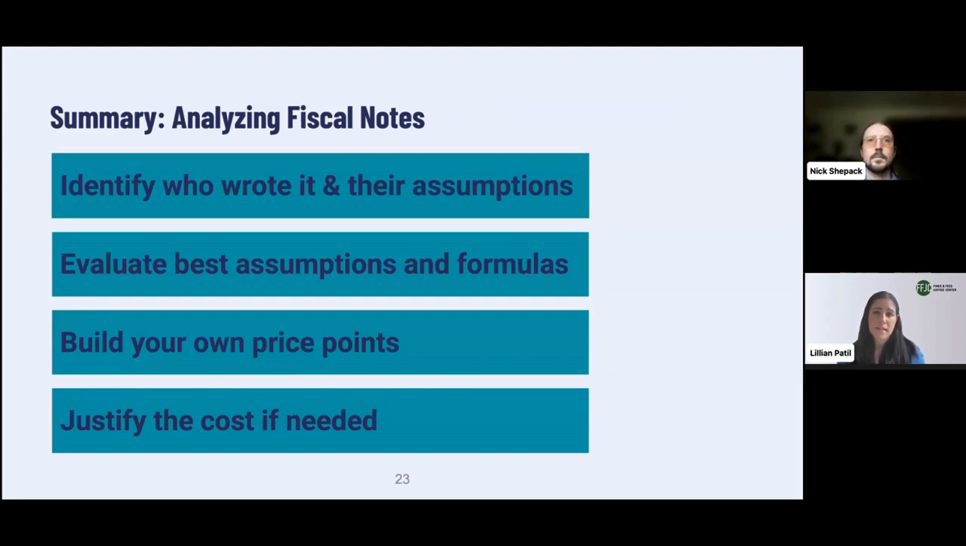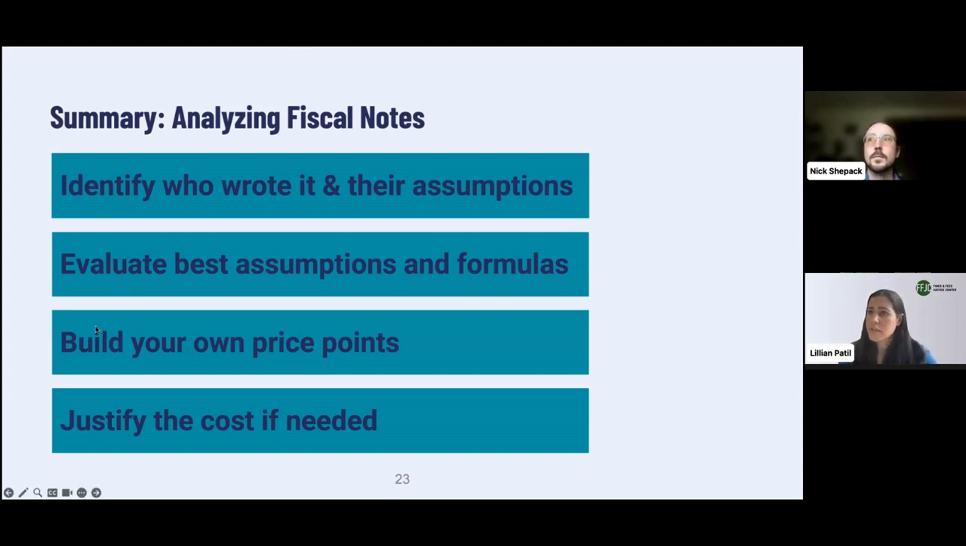And at the end of the day, if there's still a cost there, if there's a revenue impact, there are many things you can do to justify and contextualize that cost, to build as much momentum as you possibly can, to use the fiscal note to advance your fiscal reform. So I'll go ahead and stop right here so we can leave a few minutes for questions.